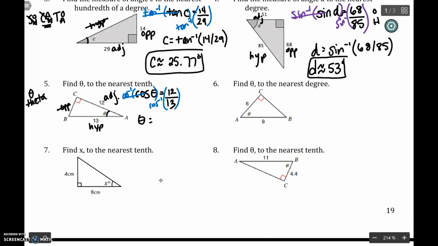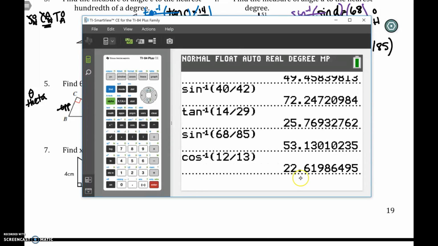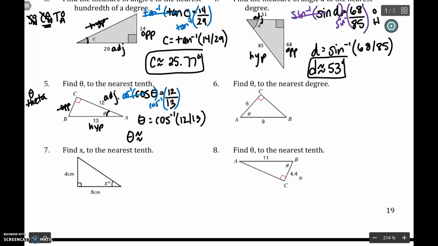In order to get theta by itself, we have to do the inverse of cosine on both sides. And we'll have cosine inverse of 12/13. And then we are going to round that to the nearest tenth. So you're going to hit second cosine, 12 divided by 13. And that would be 22.61, which is approximately 22.6 degrees.